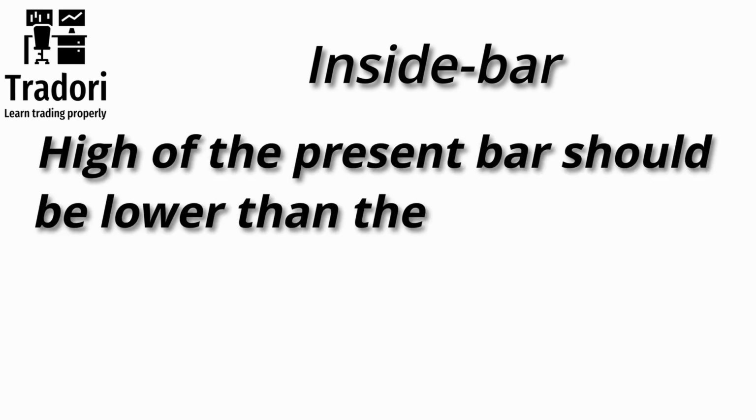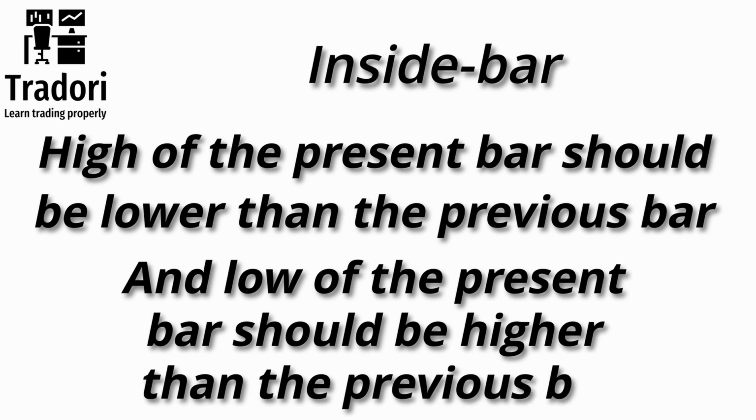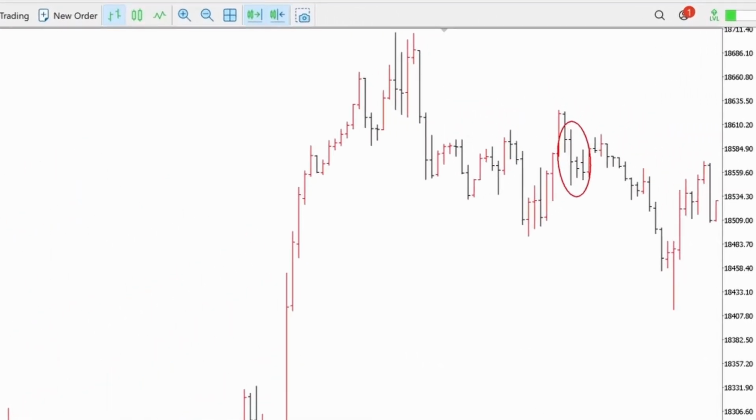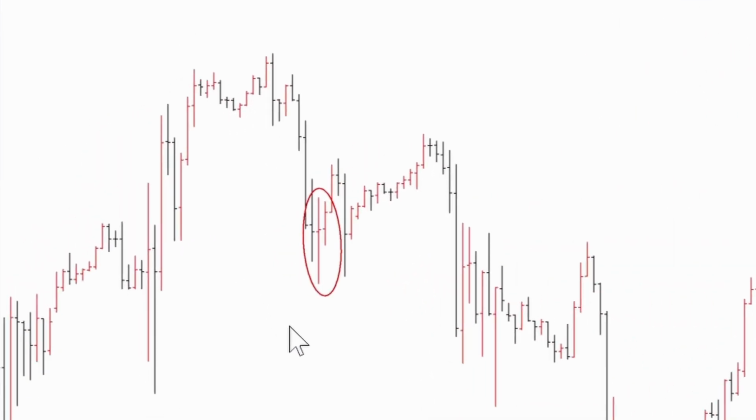Inside bar. If the high of the present bar is lower than the previous bar high, and the low of the present bar is higher than the low of the previous bar, then the present bar is termed as an inside bar. Here are a few examples on the chart. As you can see, on that specific bar, high is lower than the previous, and low is higher than the previous bar. Same goes for this bar. High is lower than the previous, and low is higher than the previous bar.